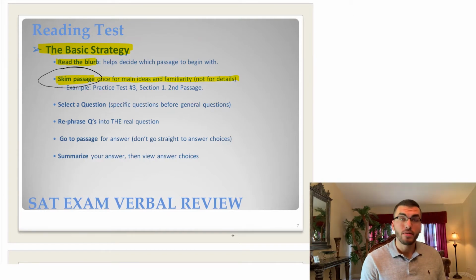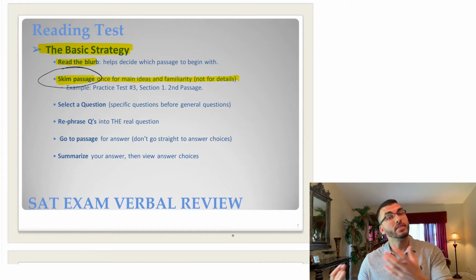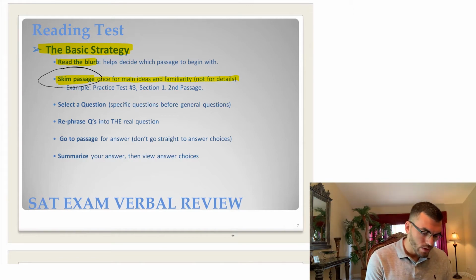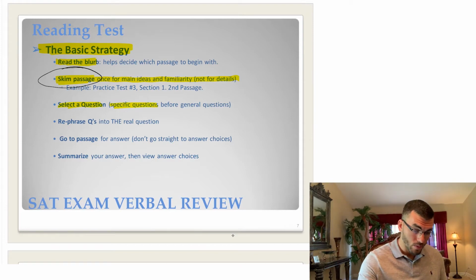So now that we've read the blurb, we've identified the passage that we want to attempt. We've attacked the passage. Now we have a good general understanding, the main idea of what the passage is about. Now it's time to get to the questions. So you want to choose the questions that you want to start with first. And it's always important to do the specific question types first. So let's take a look at what that looks like.